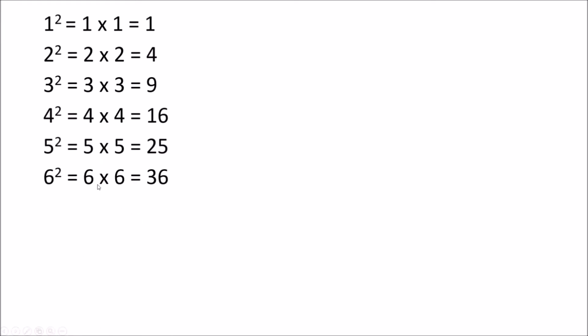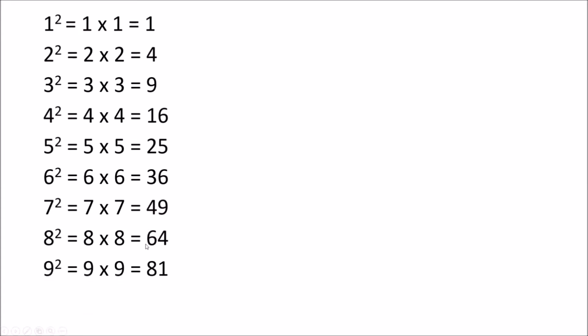6 squared is equal to 6 times 6 equals 36. 7 squared is equal to 7 times 7 equals 49. 8 squared is equal to 8 times 8 equals 64. 9 squared is equal to 9 times 9 equals 81. 10 squared is equal to 10 times 10 equals 100.